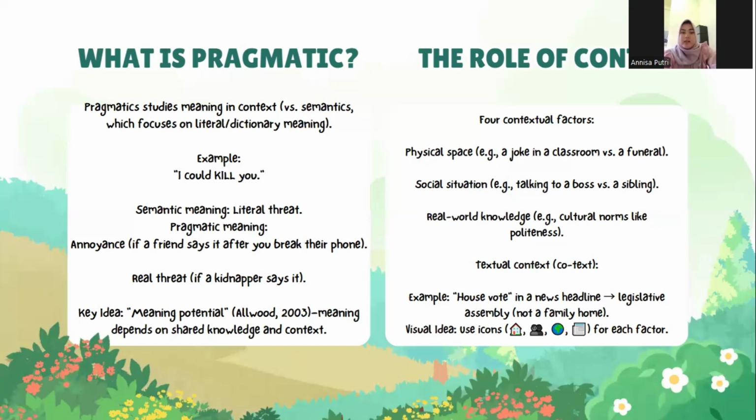For visual aids, use icons like a clock or a serious face emoji to represent each one. Without context, misunderstanding happens. For example, "house hold" isn't about family, it's politics. Always consider where, with whom, and why something is said.